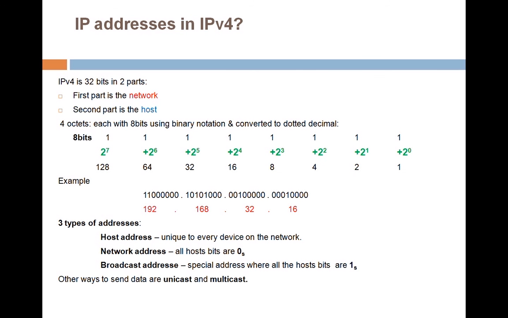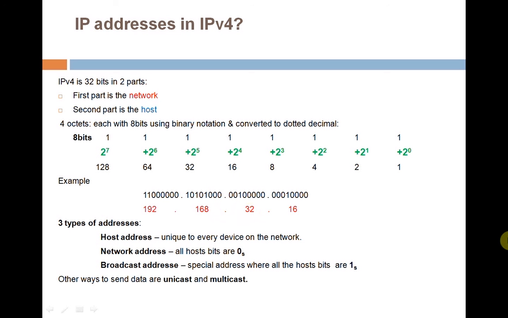IPv4 addressing. It is made up of 32 bits covering two parts, the network portion and the host portion. The 32 bits are divided into 4 octets of 8 bits each in binary, which is represented by a dotted decimal to give the IP address, such as this example. We convert binary to decimal to give us 192.168.32.16.